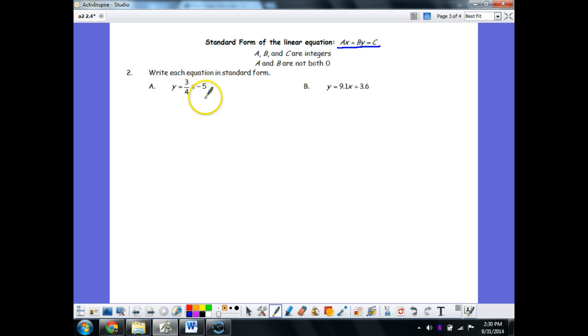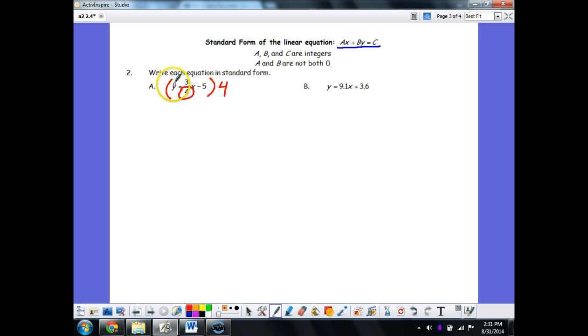So one little thing that I like to do ahead of time is get rid of the fractions and decimals. In example A, we have a line with a slope of 3/4 and the y-intercept is the point (0, -5). So when we get rid of the fraction that's in the slope, one way we can do that is to multiply the entire equation by the denominator. Since the denominator is 4, we're going to multiply the entire equation by 4. And that means multiplying every single term by that 4.